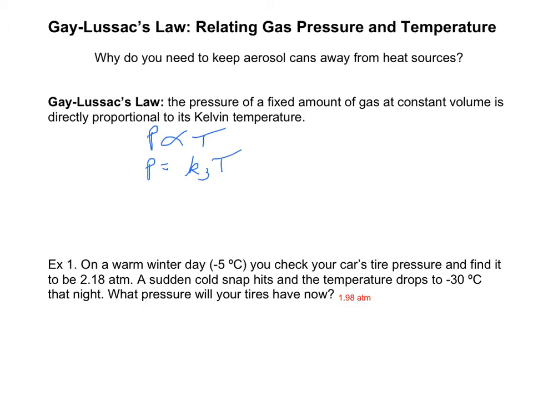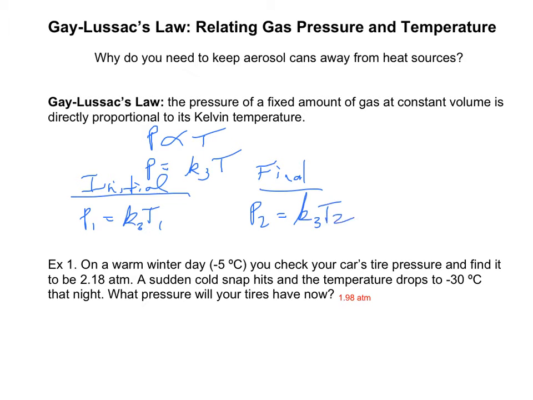But just like with Boyle's law and Charles's law, we're going to set up an experiment so that we can get rid of the constant K3, because we don't want to have to look up the gas constant for every single question that we do. If I take an aerosol can and have some sort of initial temperature and pressure, we can record that as P1 equals K3 times T1. If I have a final temperature, for example, I stick the aerosol can out in the sun, then I'll have P2 equals K3 times T2.